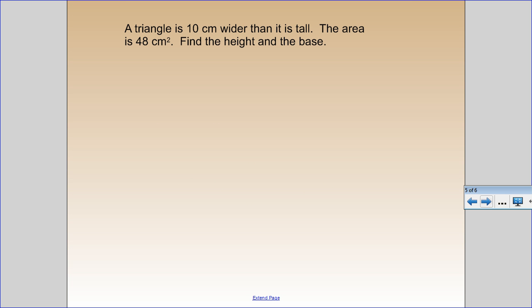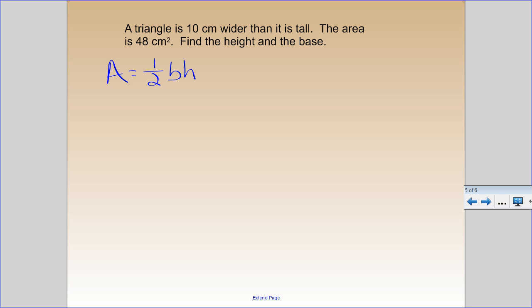Let's look at two more problems quickly. The one problem states that a triangle is 10 centimeters wider than it is tall. The area is 48 centimeters squared. Find the height and the base. Well, this is our area. We're talking about the area. So it's a triangle, but it's the area of a triangle. So we need to use our area formula.